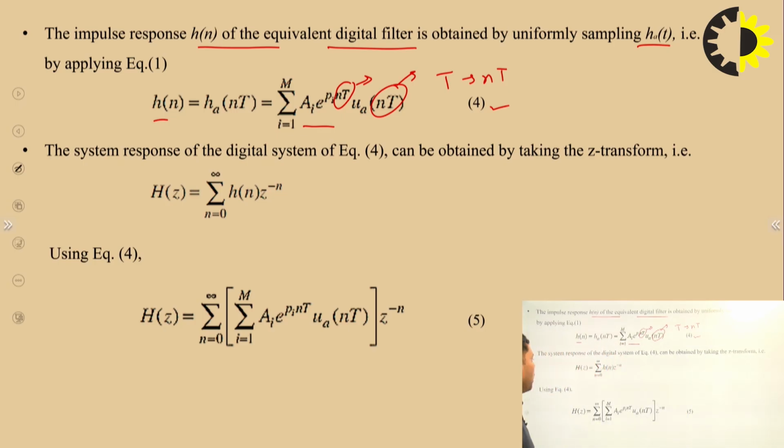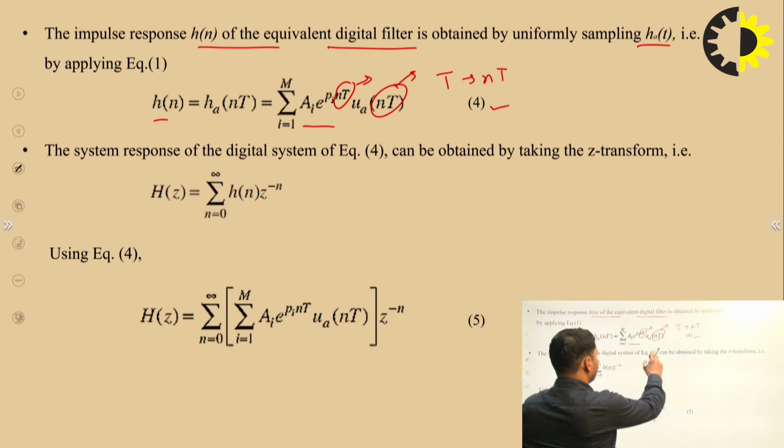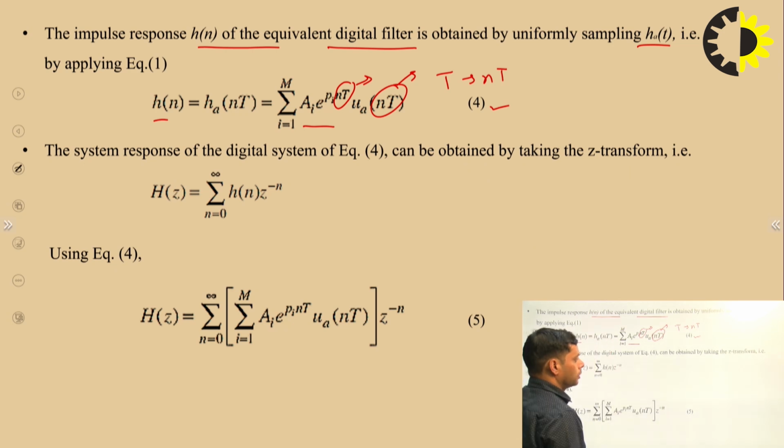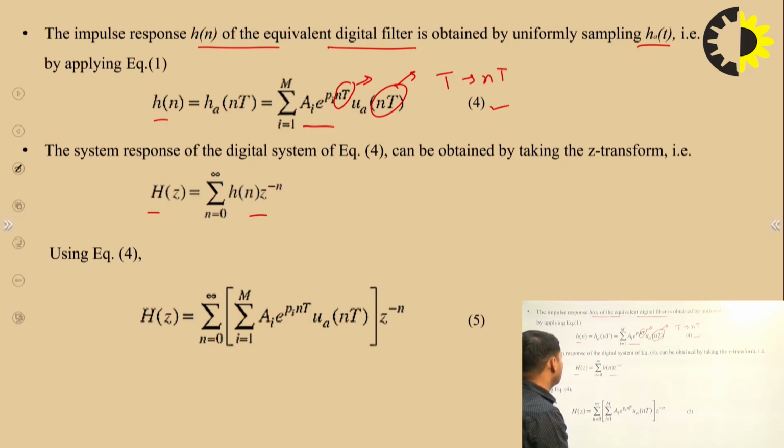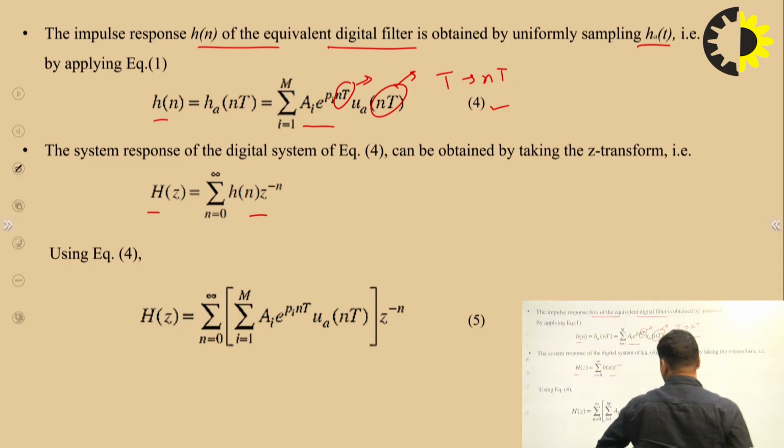So, the system response of the digital system of equation 4 can be obtained by taking the Z transform. The Z transform of this above function can be performed. So, the Z transform will be given by this equation: H of Z is equal to the summation of n equals 0 to infinity, h n into Z raised to the power of minus n.